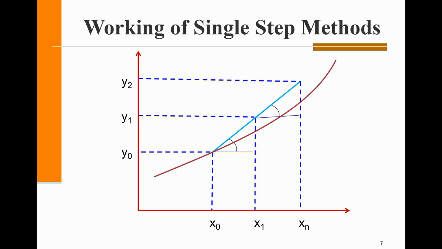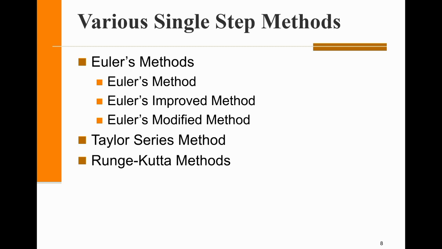So this is one working chart of single step methods. You can see x0 and y0 are given to us. With the help of x0 and y0, we will find x1 and y1, and with the help of x1 and y1 we will find y2 and so on. This is the working procedure of all single step methods. Various single step methods include Euler methods. Euler methods are of three types: Euler method itself, Euler improved method and Euler modified method. Other methods are the Taylor series method and Runge-Kutta methods.